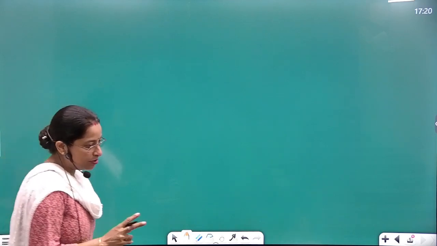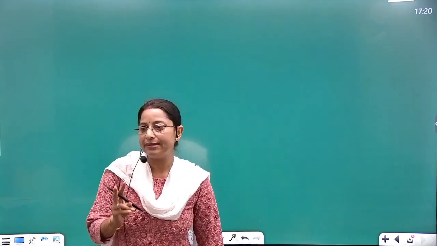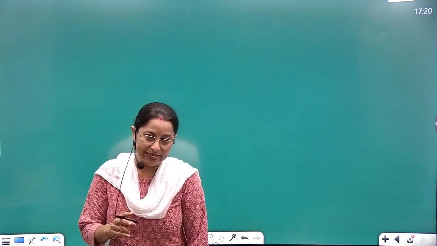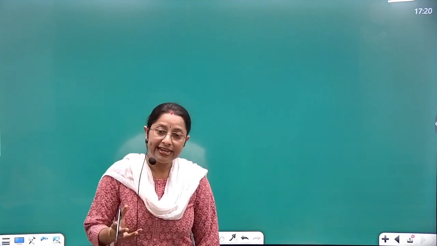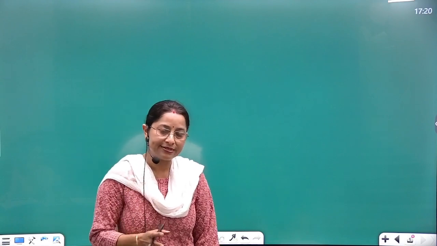Now we'll go to the process of formation of gametes. Since we are studying sexual reproduction, gametes have to be formed, right? Whenever we are talking about gametes, how many types of gametes are needed? Two types of gametes are needed. Male gamete and female gamete. So in a flower, any idea where will you find the male gamete?